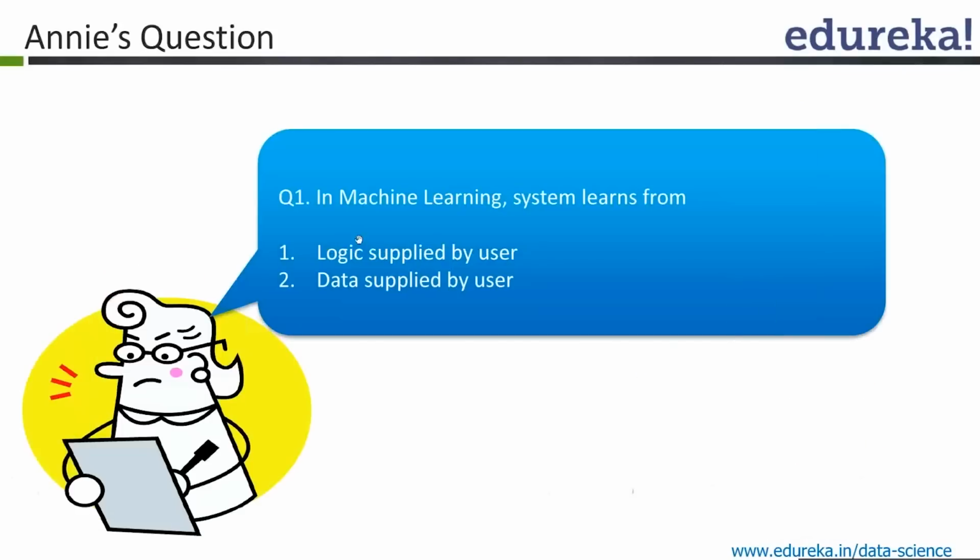Okay, so quick question: in machine learning, systems learn from exactly the experience that Sanjay was talking about, right? Machine learning systems will learn from data, obviously, not the logic. And data is basically the representation of the experience.